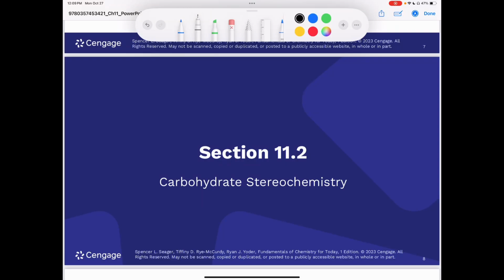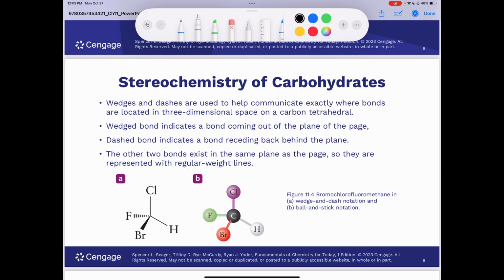Section 11.2 deals with carbohydrate stereochemistry. If you remember, we talked about stereochemistry back in chapter 8 as being the arrangement of atoms in space. So we might look at two molecules that have the same connectivity, but the arrangement of their atoms in three dimensions, or in space, is different. And so those would be stereoisomers of each other.